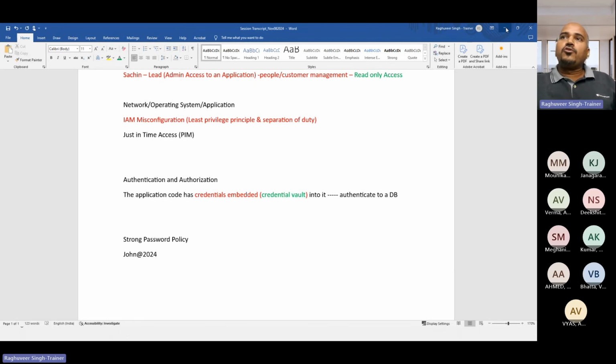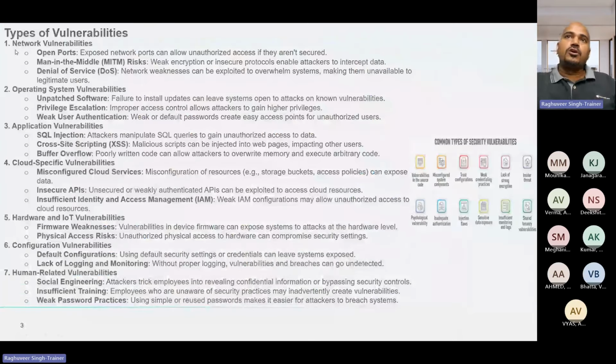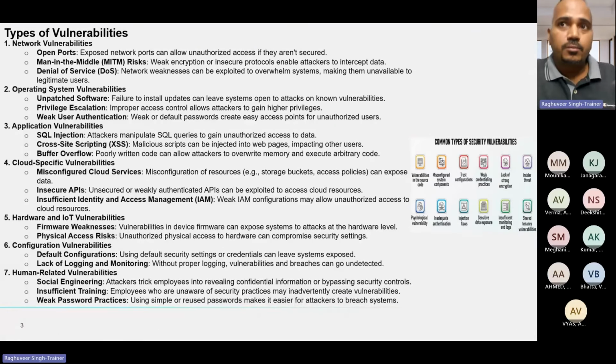So the point that I'm trying to make here is that what you have known so far, the first three options, are not the only examples or types of vulnerability. There are more, and these are the vulnerabilities. Cloud specific vulnerabilities, which is misconfigured cloud services, storage buckets, access policies, insecure APIs. This is a perfect example of vulnerabilities today.